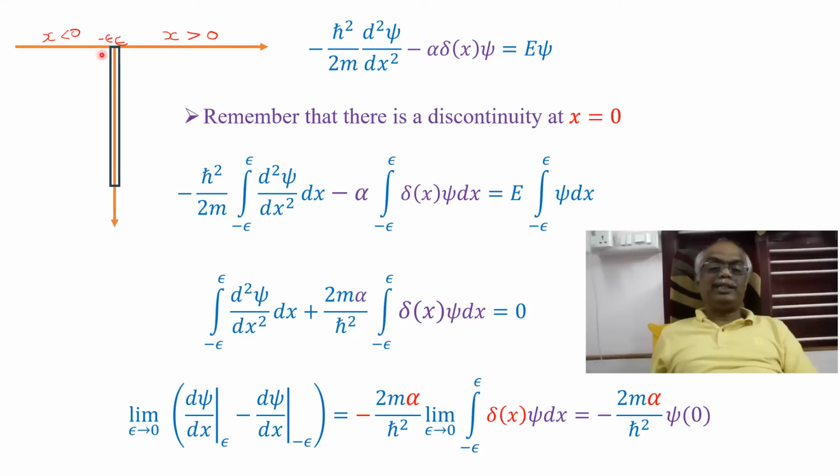From the delta function property, if you integrate this between the limits minus epsilon to plus epsilon, you will get 1. So you integrate this.